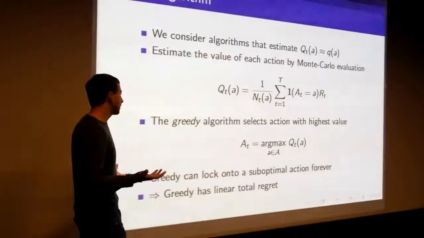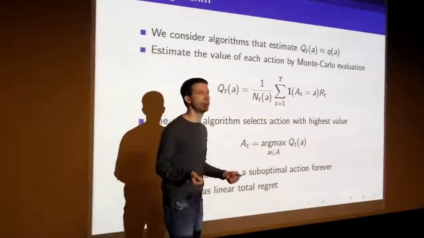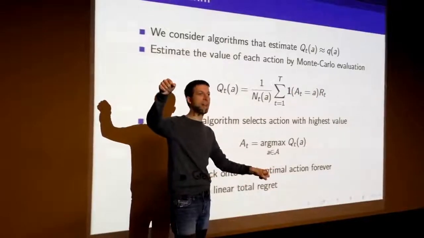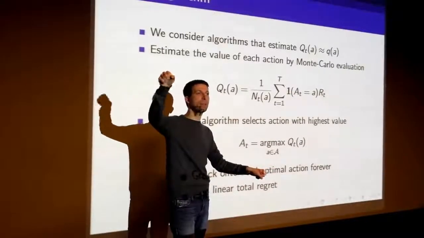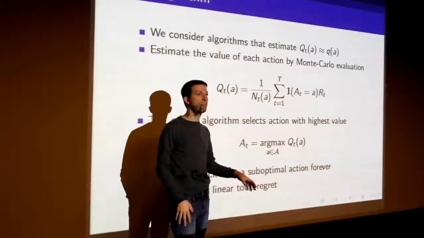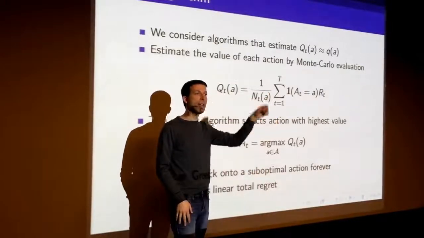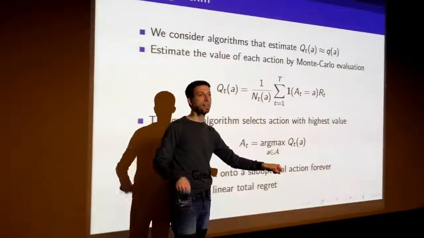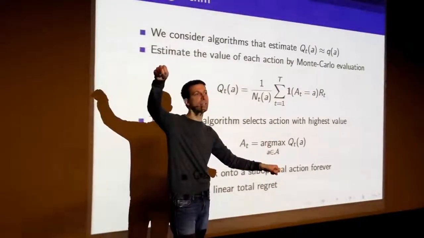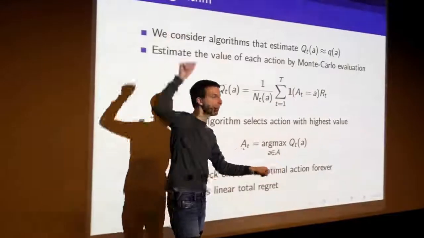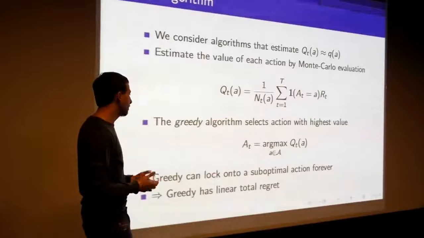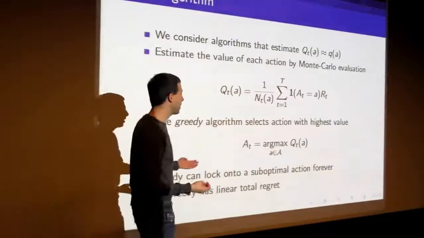And the obvious problem is that it can lock onto a suboptimal action forever. Like I might try this action and it looks good, and I thought this action was bad, so now I just keep applying this action forever. Or even I try this action and I try it again and I'm just a little bit unlucky, so I end up thinking its value is bad, and then I try this action once and it looks better, and I just keep trying it and keep trying it. So you can lock onto suboptimal actions forever, and as a result, greedy has a linear total regret.